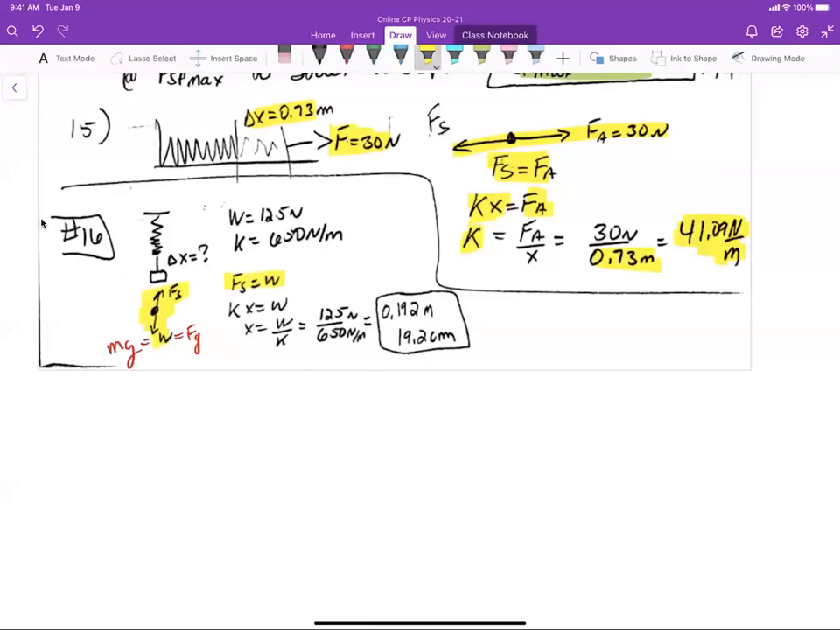I was asked for the stretch length. So plug in your equation, or what you know force of a spring is equivalent to, which is k times x. Rearrange the equation for x, and once you solve it, everything's in SI units, so your answer is going to be in meters, which is 0.192 meters, and your conversion to centimeters is 19.2, because you move your decimal point 2 times, or better yet, multiply times 100. There are 100 centimeters in 1 meter.